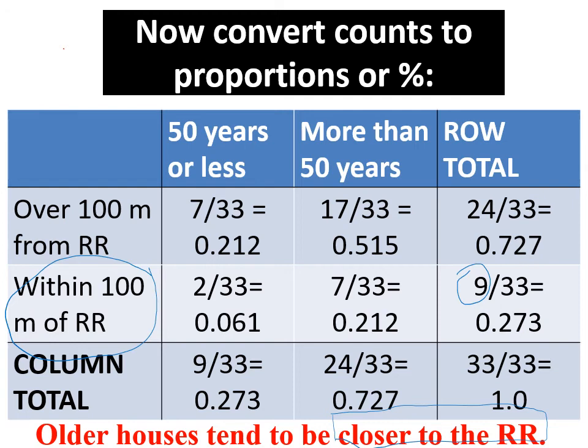And so that's one way to think about that. And then if we look at just the younger houses, there's 9 of them, and only 2 of them are actually anywhere within 100 meters of the railroad. So this then suggests that older houses tend to be closer to the railroad than our younger houses.